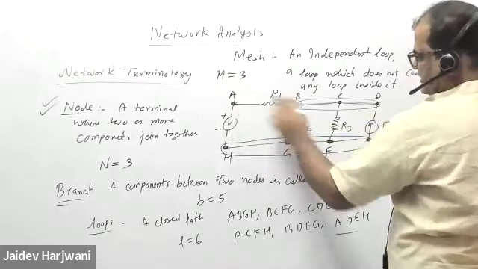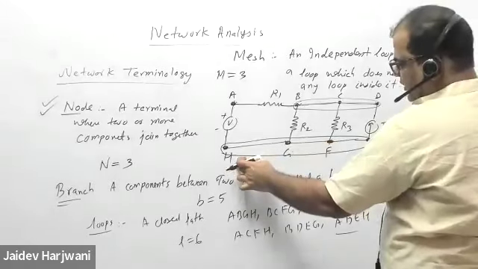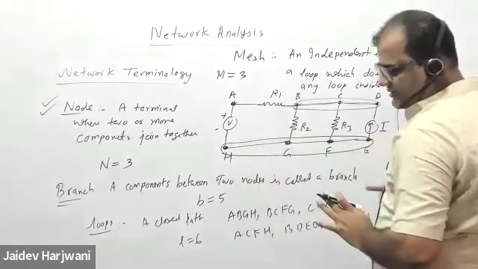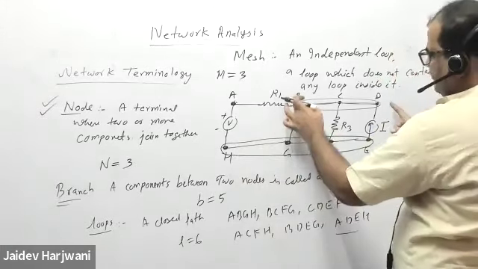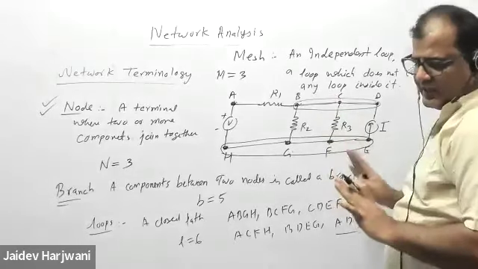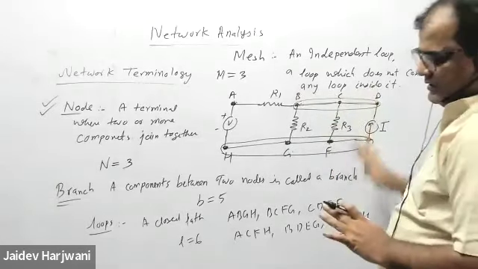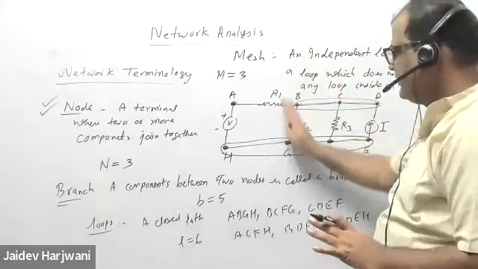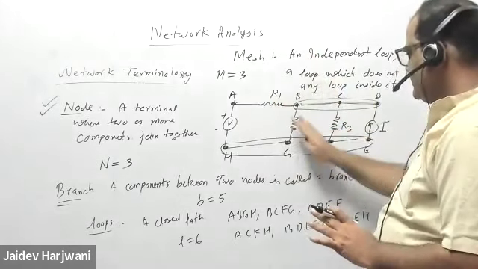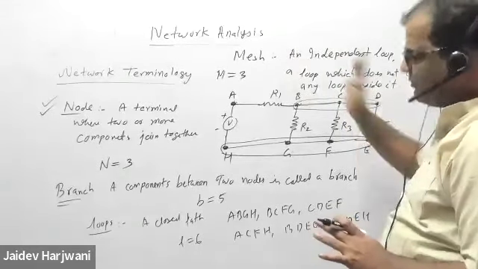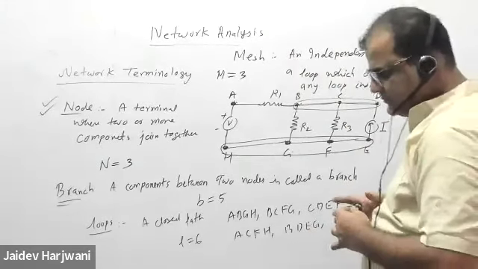Because if I say A, C, F, H, this is not an independent loop because it contains A, B, G, H inside it. Then if I say B, D, E, G, it contains B, C, F, G inside it. So I cannot call this a mesh. The only independent loops are this, this, and this, each a separate loop. This is called a mesh. The number of meshes M equals 3.